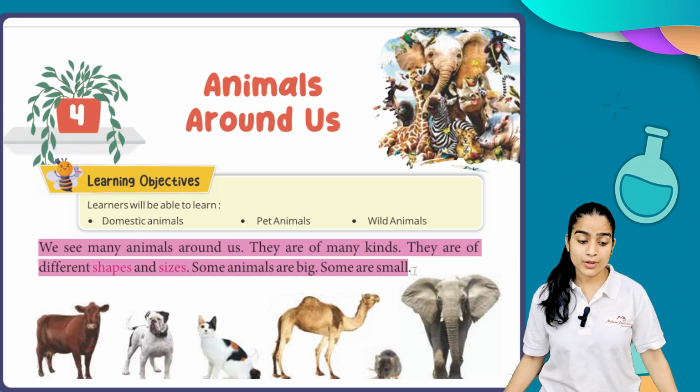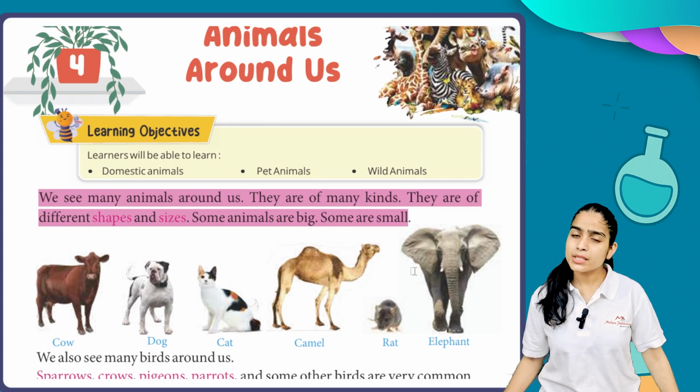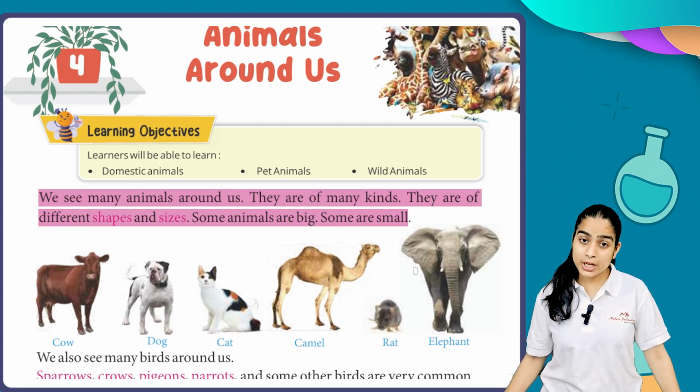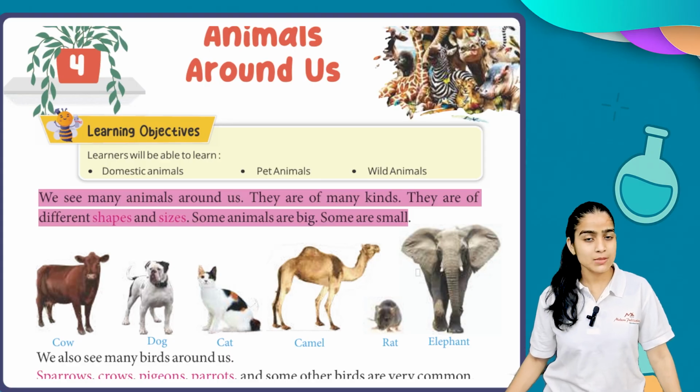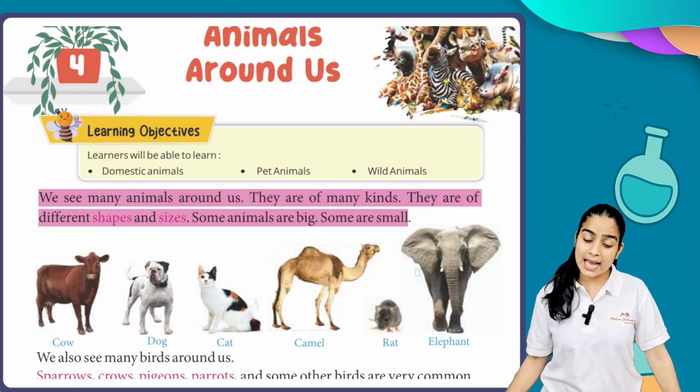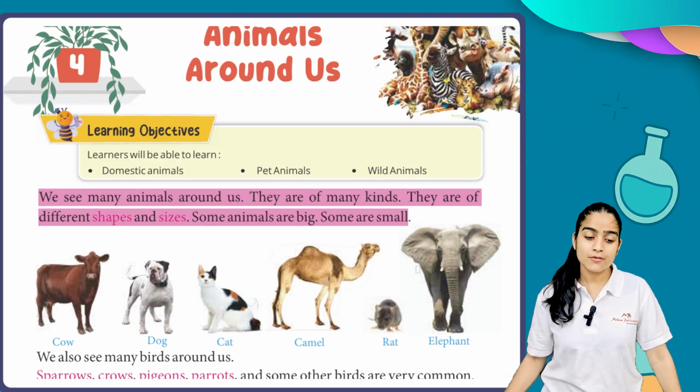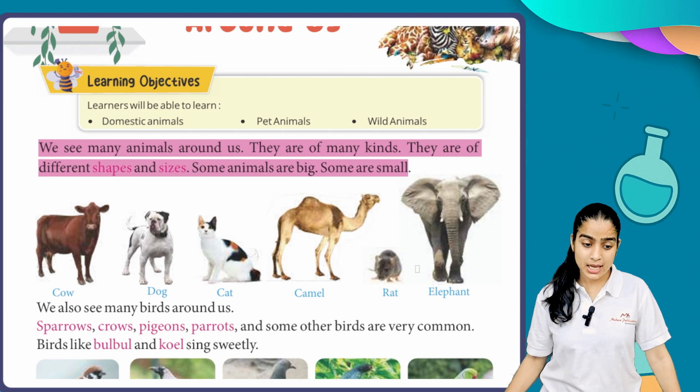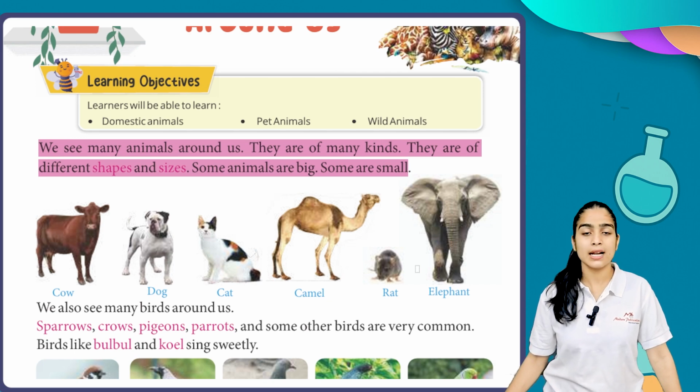Now first, is a cow small or big? Well done, big. But the skin of a cow is small. Dogs, we can see small and big dogs also. Cat, camel, rat, elephant. These are the animals we see which have different shapes and different sizes.